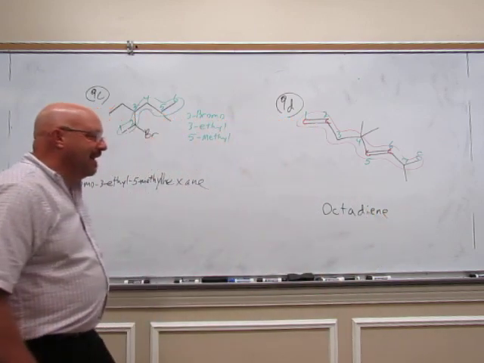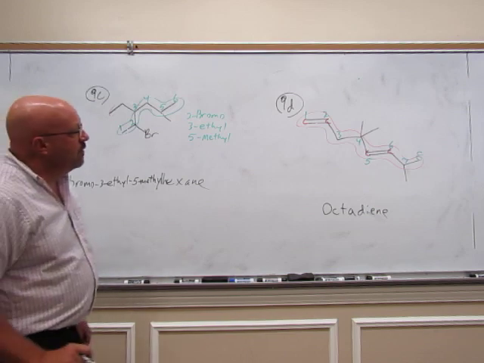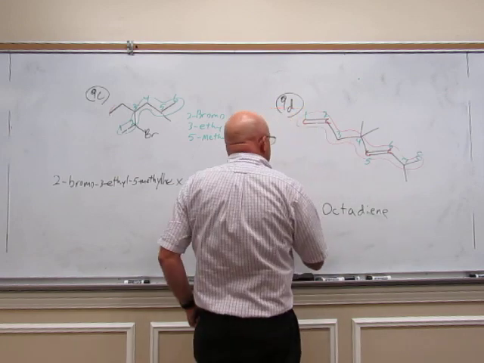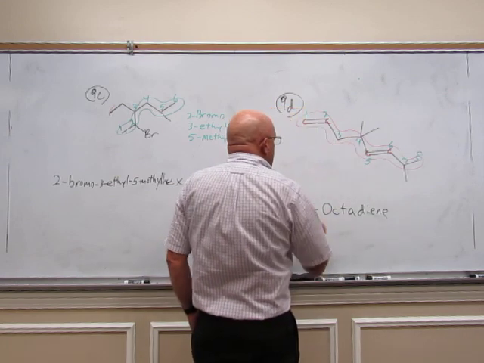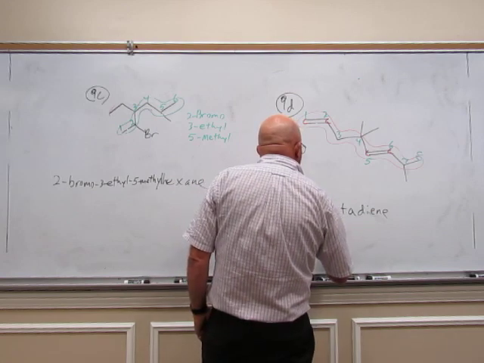It's an octadiene. We need to tell the position of the two double bonds. One of them starts on carbon number 1, the other one begins on carbon number 5. This is a 1,5 octadiene, or you can put the 1 and the 5 in front of the diene.